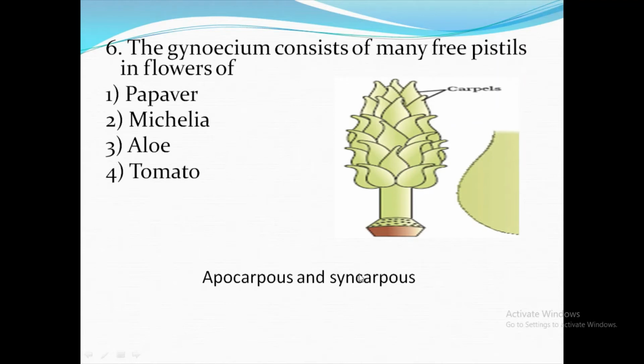Syncarpous means there are many carpels and the carpels are fused. That is nothing but syncarpous. In case of Michelia, there are many free pistils or many free carpels. So this is nothing but the gynoecium of Michelia champaca. So the answer is Michelia.